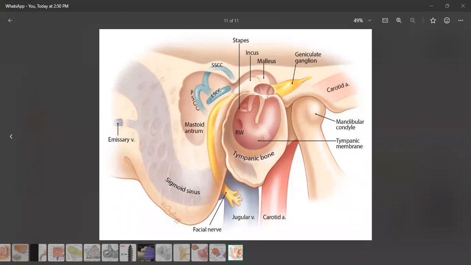Then this is the crura of the antihelix. So it comes like this, and then it forms the antihelix. Then you have the concha here. This inner part is called the concha, and the slides are not visible.